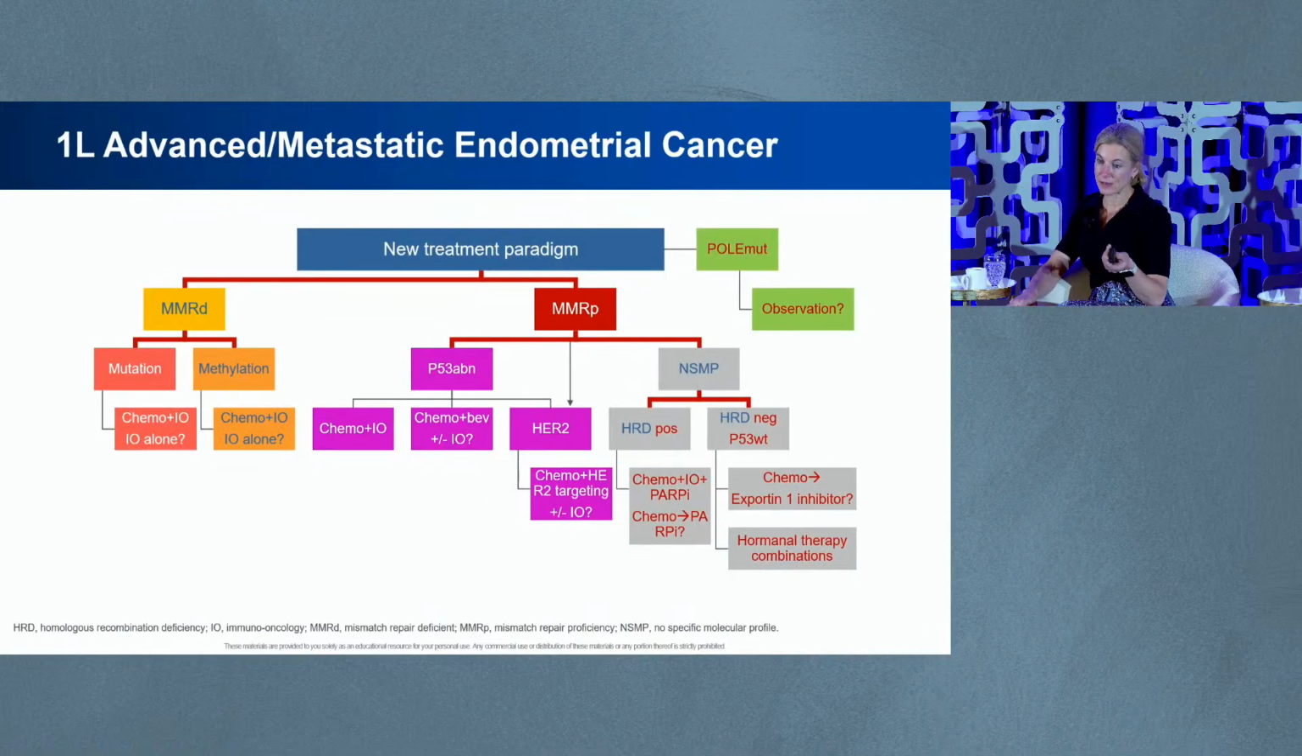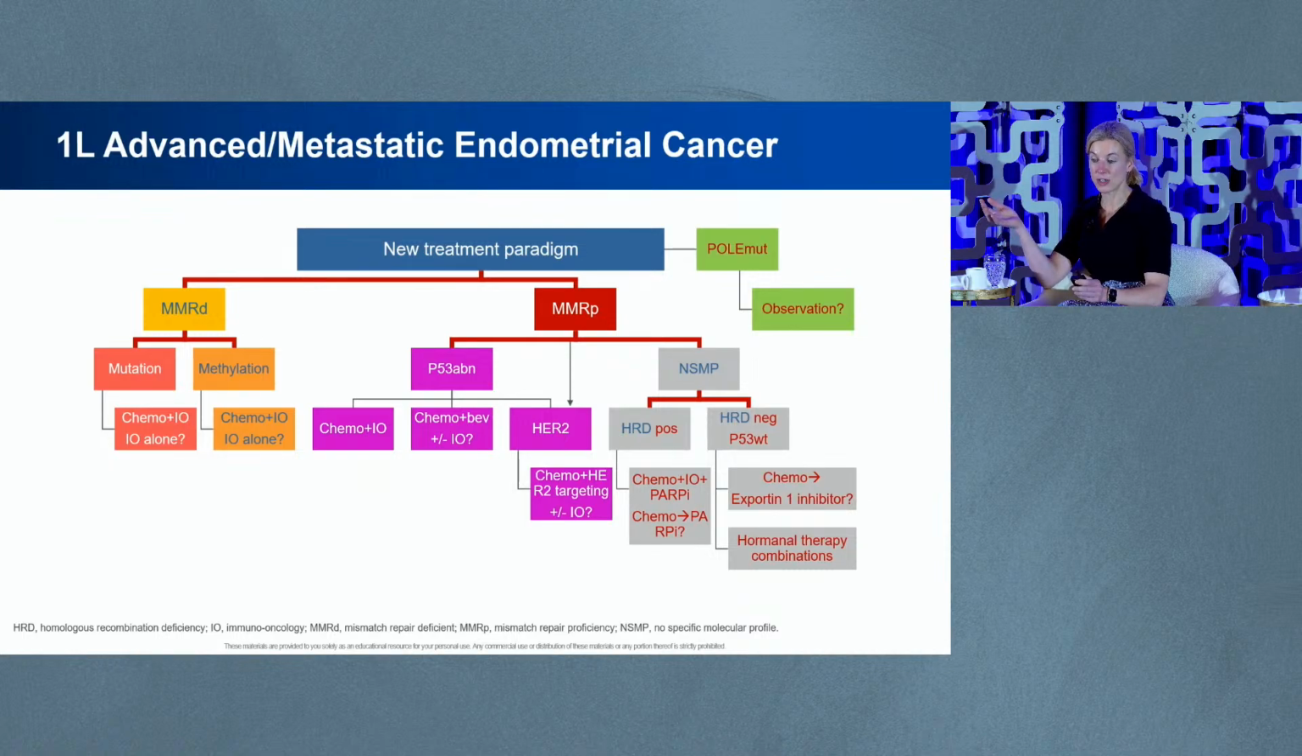So how do we think in first-line advanced metastatic endometrial cancer? Really, we have this new treatment paradigm. If patients have a mismatch repair deficient population, whether it's a mutation or methylation, chemotherapy with immunotherapy should be the answer. Or maybe we'll also see that immunotherapy alone would be reasonable. If the patient is mismatch repair proficient and is p53 abnormal, chemotherapy with IO, chemotherapy with BEV is reasonable, and I didn't show you those subsets just for lack of time, with or without IO. If the patient is HER2 positive, then you can also do HER2 targeting with or without IO.